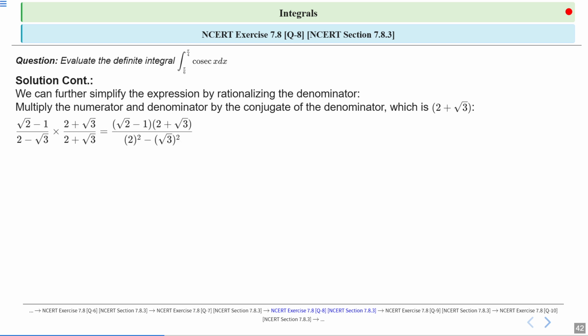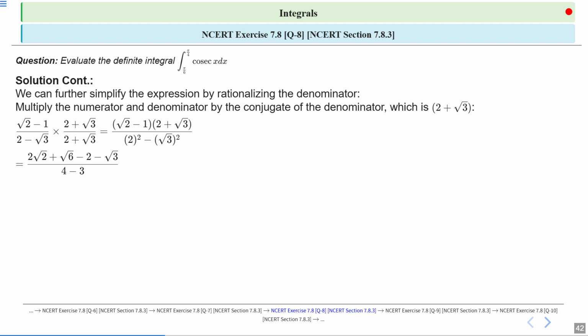So we can further simplify this expression by rationalizing the denominator. Multiply the numerator by the conjugate of the denominator, that is rationalization of the denominator. So the denominator is 2 plus root 3. Conjugate of the denominator is 2 plus root 3. So multiply and divide by 2 plus root 3. We get root 2 minus 1 into 2 plus root 3 by 2 square minus root 3 whole square.